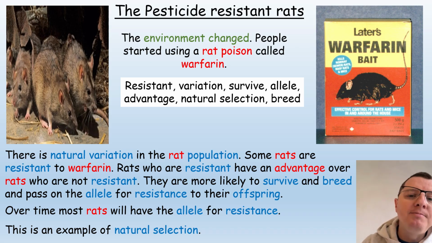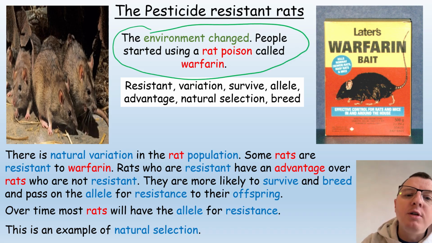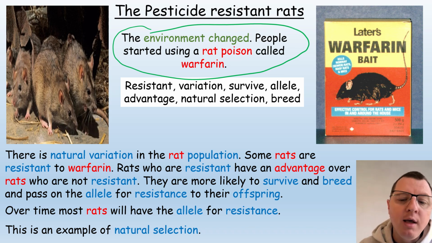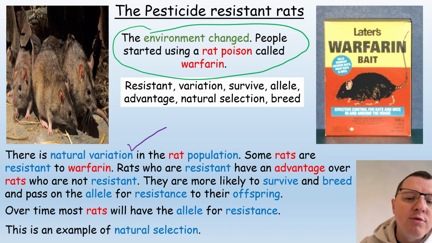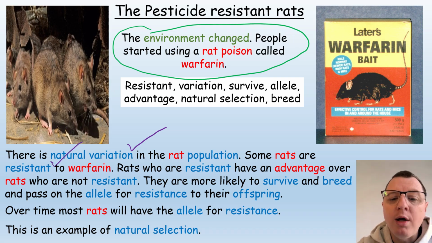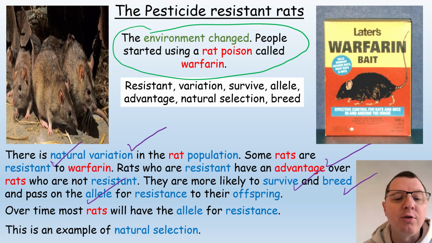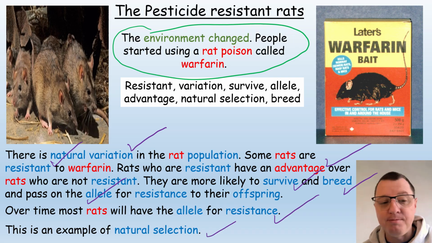So here's the answer. The environment changed. People started using a rat poison called warfarin. Within the rat population, there is natural variation. Some rats were resistant to warfarin. Rats who are resistant had an advantage over the rats who were not resistant. Therefore, they were more likely to survive and breed and pass on those alleles for resistance to their offspring. Over time, most rats will have the allele for resistance, and this is an example of natural selection.